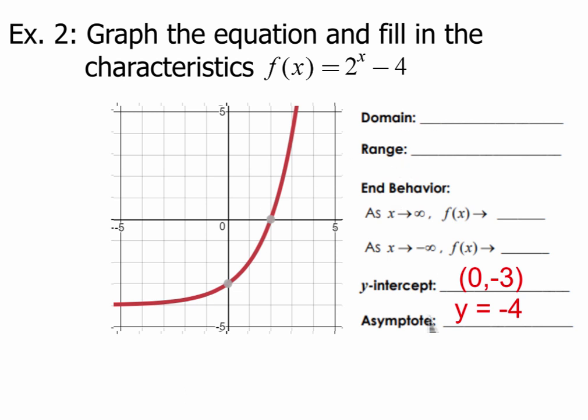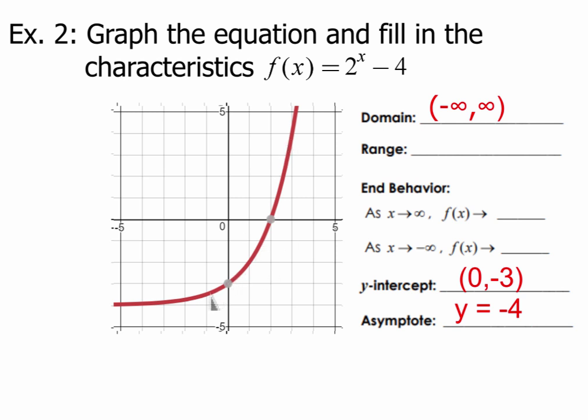The rest of this stuff is just stuff we've done before. The domain: the graph continues forever to the right and forever to the left. So the domain is negative infinity to positive infinity. Now, the range is a little different.